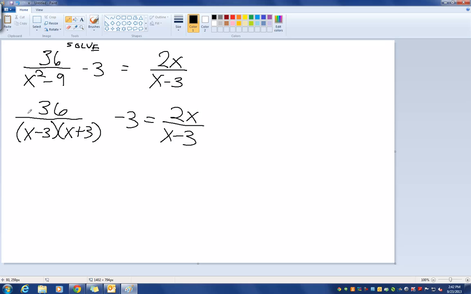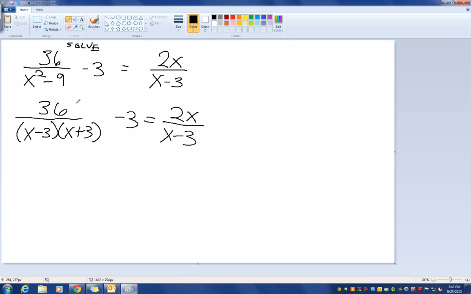And what I'm going to note is that if we multiply by this denominator, then x minus 3 and x plus 3 are going to cancel. Turns out it's also going to cancel out the x minus 3 in this fraction here. It's basically going to make things so that there are no more fractions, and that's going to be a lot nicer to deal with. So let's do that then.